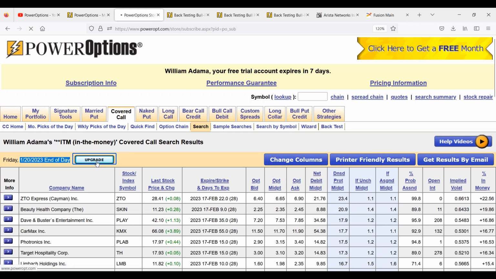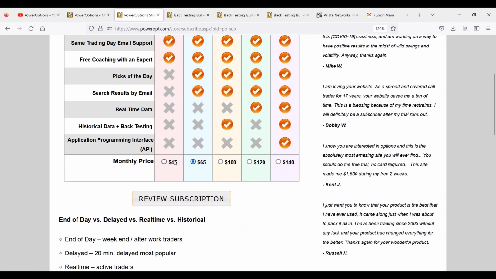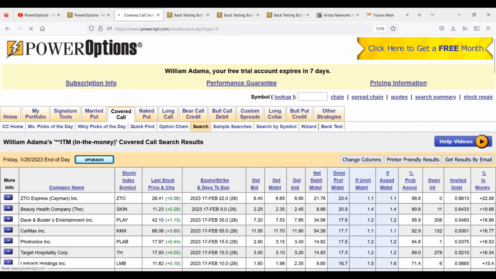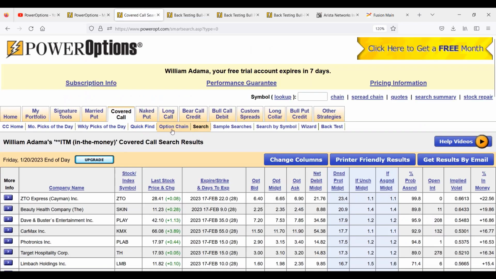All I have to do is click upgrade. And it takes me to that same page where I can say, hey, I want to upgrade to the $65 level. I want to upgrade to the $100 level. When you're on the search, when you're on your main page, if you click a tool, even the sample searches are searched by symbol, you should see that upgrade button right there. You click on that, it'll take you to that subscription page.